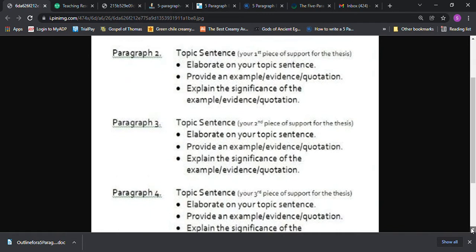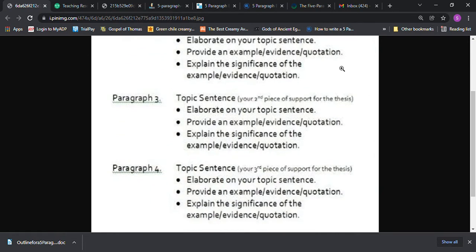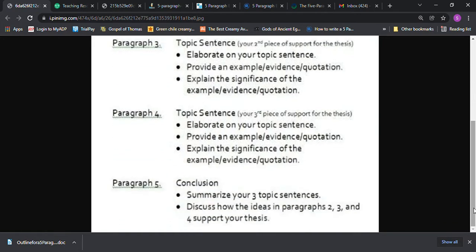In each paragraph, you're going to elaborate on it. It says provide an example, evidence, or quotation, and then you can explain the significance of that example, evidence, or quotation. So if you're going to do that, you're going to want to elaborate on your topic sentence. You're going to want to provide one example, evidence, or quotation, and then explain that example and the significance of it, and keep your sentences within your paragraph sticking to a pattern, because you want them to be in a pattern.